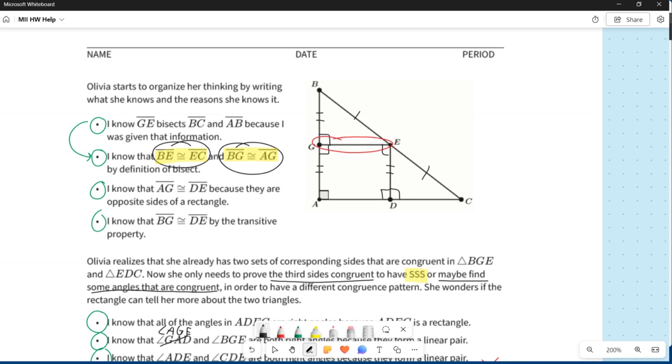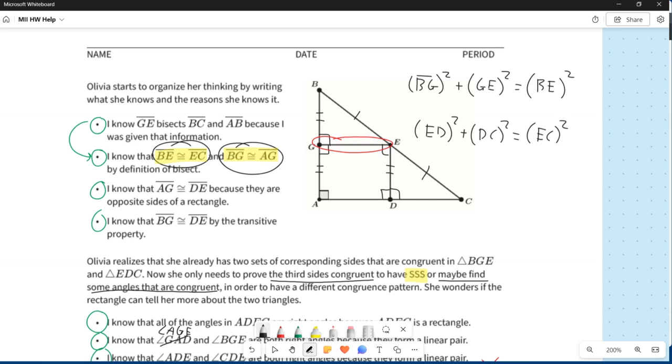But what we do know is that the Pythagorean theorem says if we take BG and square that, and if we add GE and square that, we're going to get BE squared. Right? That's what the Pythagorean theorem says. Likewise, in the bottom right, we know that ED squared plus DC squared is going to equal EC squared.